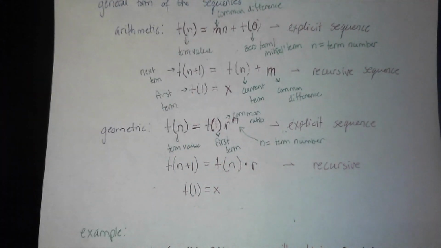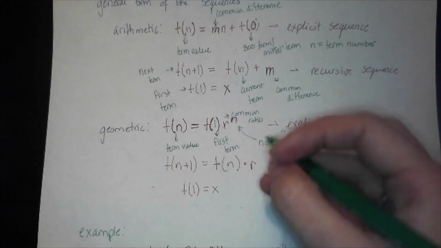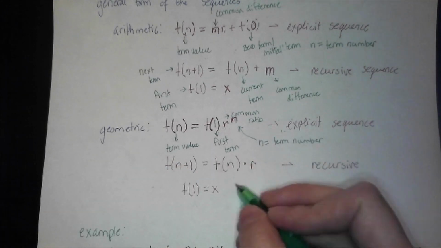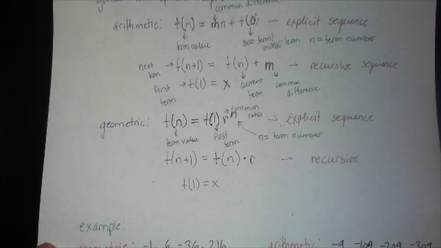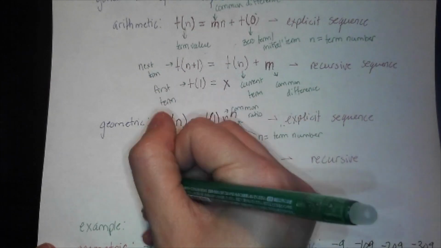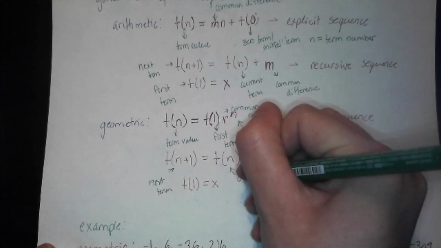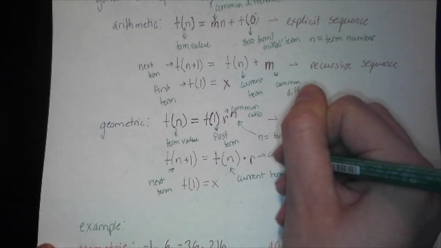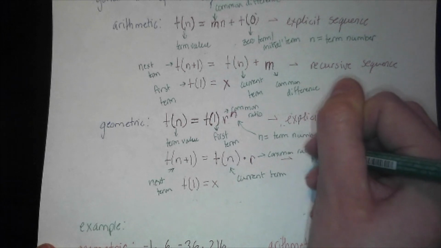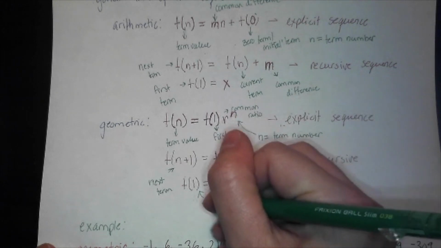Okay. So now we're going to go ahead and look at the recursive form of a geometric sequence. So it's pretty much the same as the recursive form of an arithmetic sequence. The only thing is, instead of adding our common difference, we're going to multiply by our common ratio, or divide by our common ratio if it was a division sequence. So same thing here. We have our next term, and then we also have our current term, and then we have our common ratio, and then this right here is still just whatever our first term is.